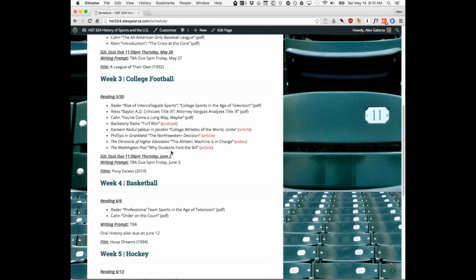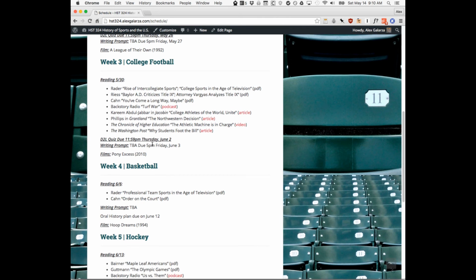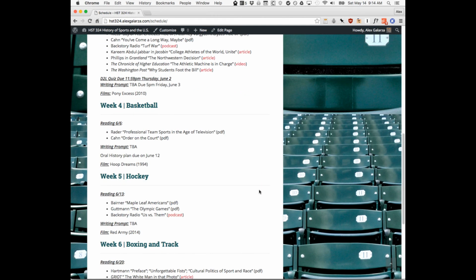And then also issues that affect you, who pays for student athletics, what are the economics of college football and basketball programs in particular. And then this issue of money is really what's focused in on in that film for the week, which is Pony Excess. It's a 30 for 30 film on Southern Methodist University's football program, which was essentially buying athletes and the fallout that resulted from it. After that, we're going to be looking at basketball.